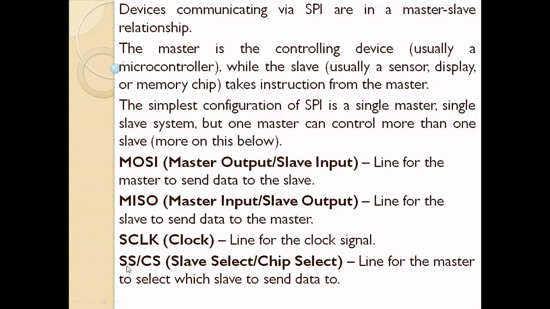Next one is SS. SS means slave select. Suppose I am going to connect 3 slaves. First you have to select slave 1 or slave 2 or 3. So this pin is used to select the slaves.